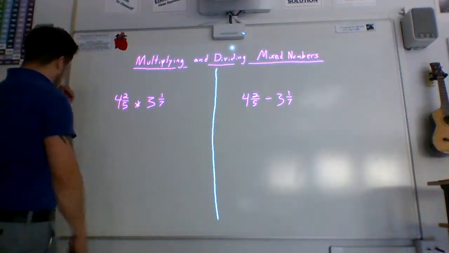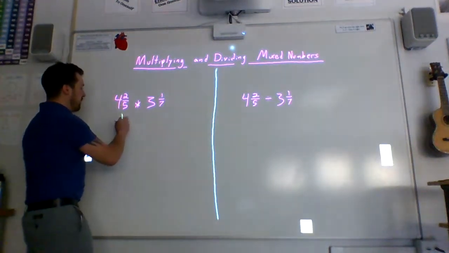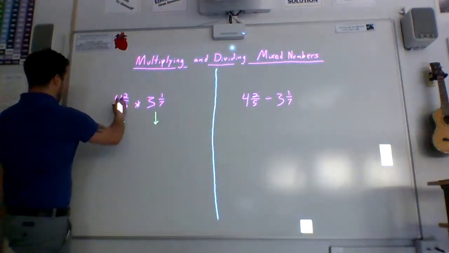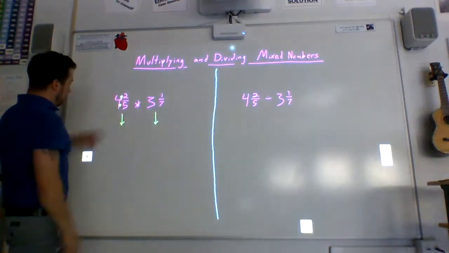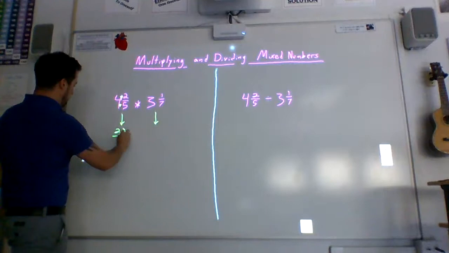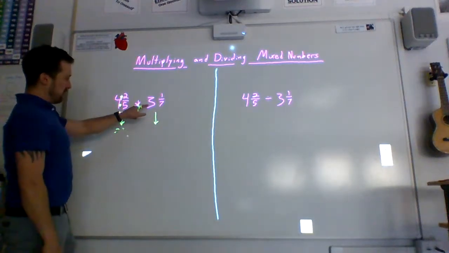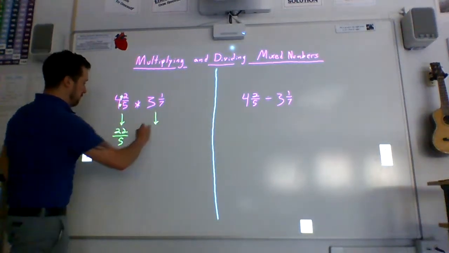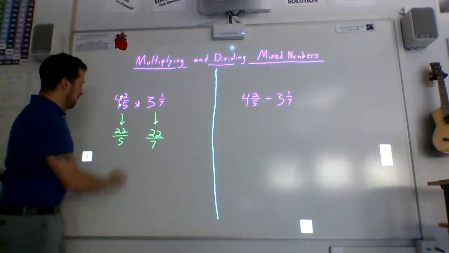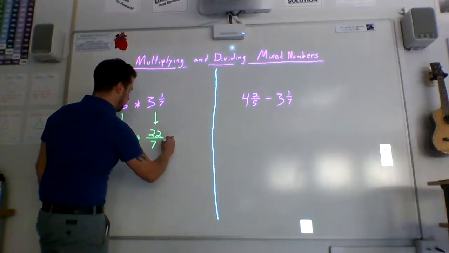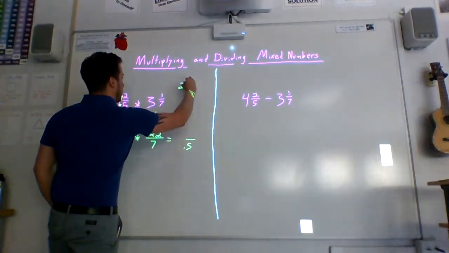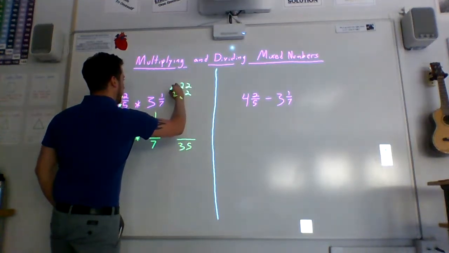Okay, so like we said before, with mixed numbers, you need to convert them into improper fractions, okay? How do we do it? Like this. 5 times 4 is 20, plus 2 is 22. Denominator stays the same. 7 times 3 is 21, plus 2, also 22. Denominator stays the same. Now if we multiply across, the denominator is 35. Let's go ahead and solve this real quick.